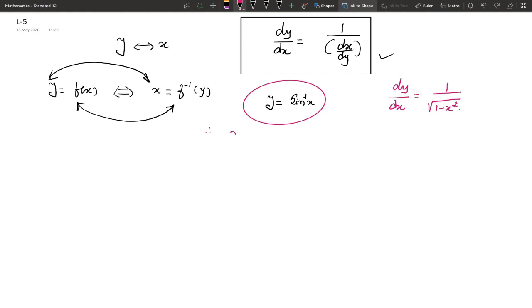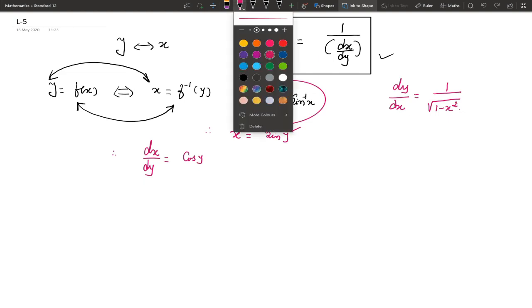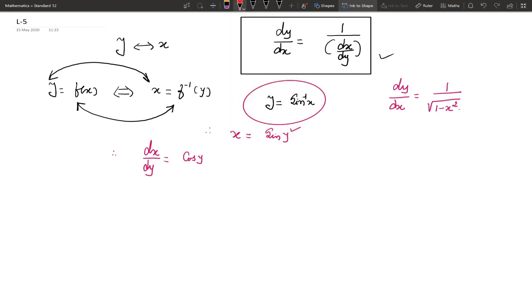therefore x equal to sin y, therefore dx by dy equal to derivative of x with respect to y, that is derivative of sin y with respect to y, it is cos y. Now you can observe y and x are inverse functions of each other, x and y or sin and sin inverse.